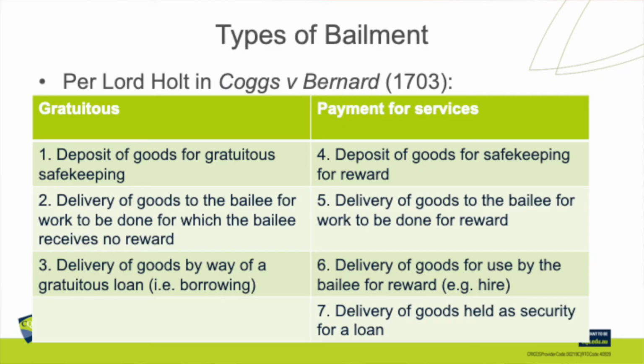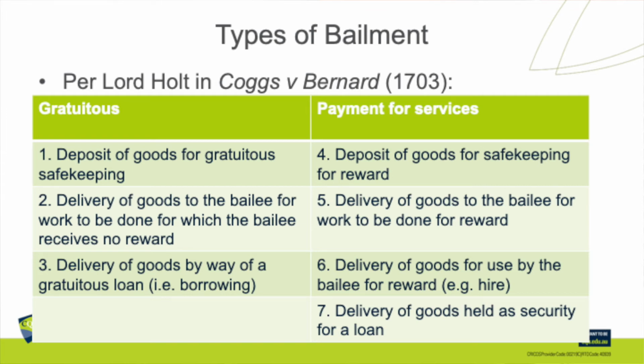According to Lord Holt in Coggs and Bernard, there are 7 different types of bailment. They have some common elements, and the main distinguishing feature is whether they are done gratuitously or for payment. This distinction is important because it can affect the rights and duties of the bailee. In broad terms, a bailee for payment is held to a higher standard than a gratuitous bailee.